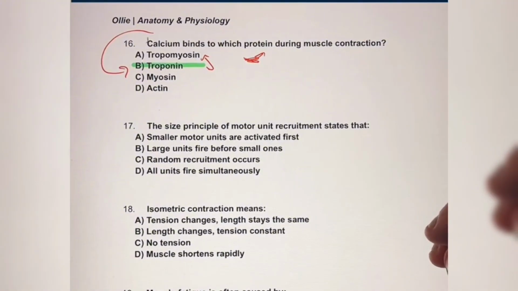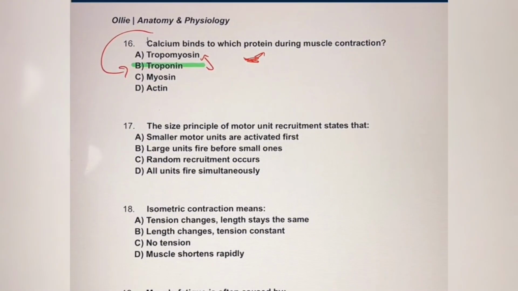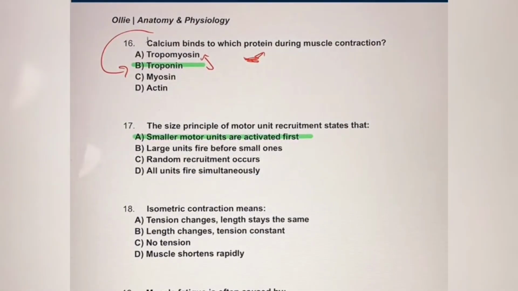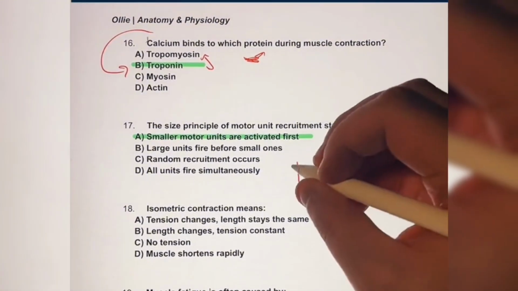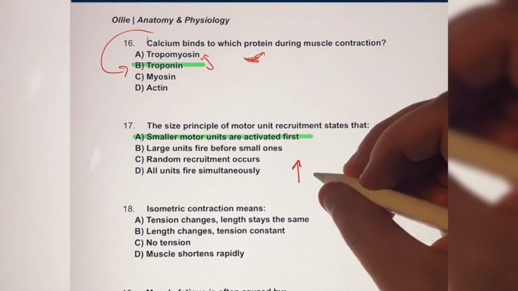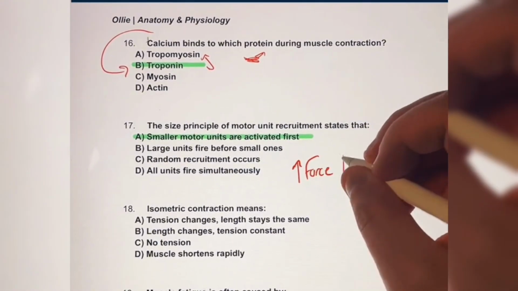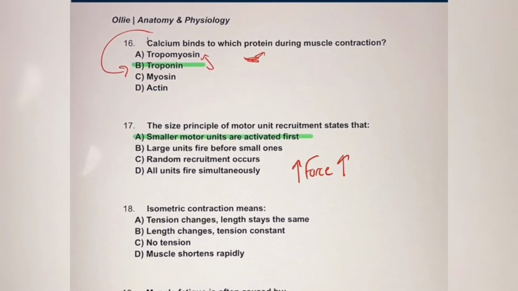But number 17, the size principle of motor unit recruitment states that what happens? A, B, C, or D? The answer is A. Smaller motor units are activated first. So again, when we have smaller fatigue-resistant motor units, they get recruited first. And then as you increase the need or demand for force, you are going to recruit larger fibers.